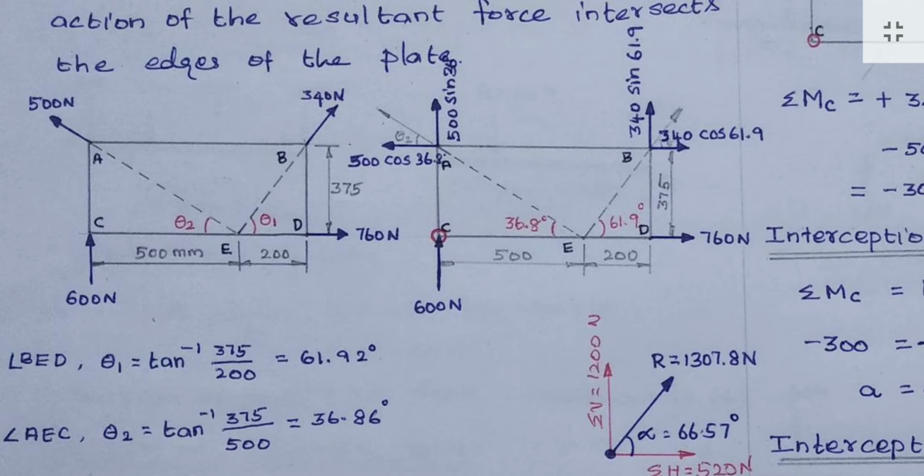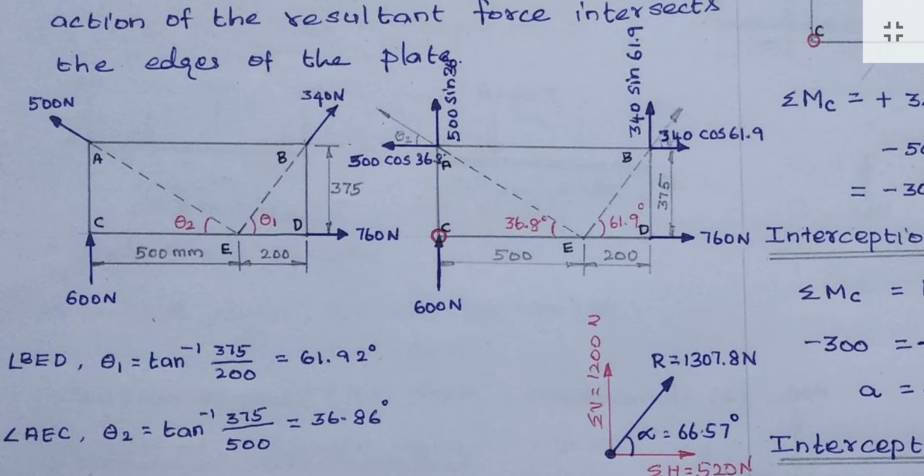Similarly, for finding the value of theta 2, we can use this triangle AEC. Here also tan theta is equal to the opposite side, the height 375, and the adjacent side is 500. So we will get the angle as 36.86. Using these angles, we can get the value of the horizontal component and vertical component.